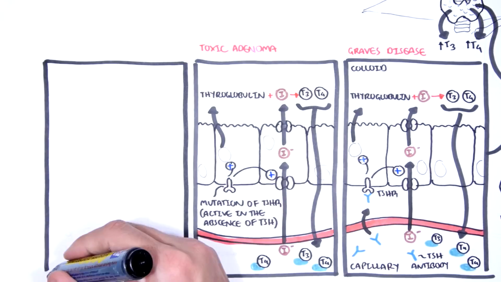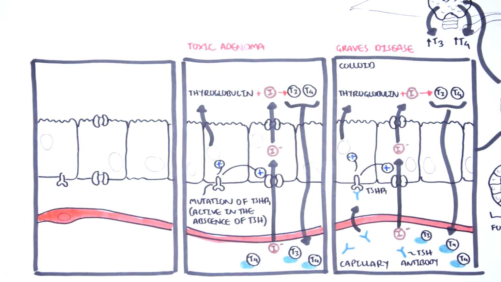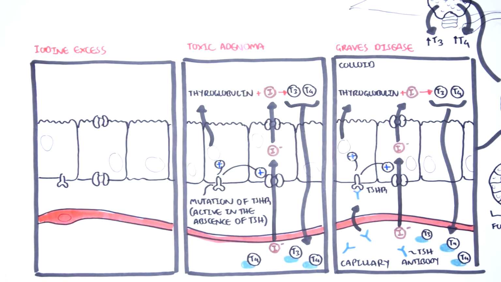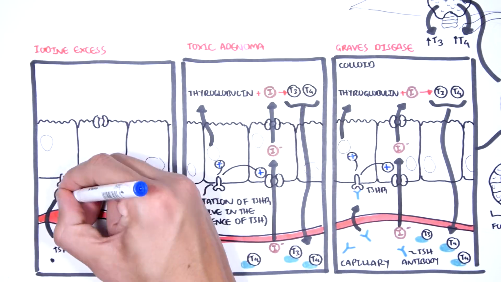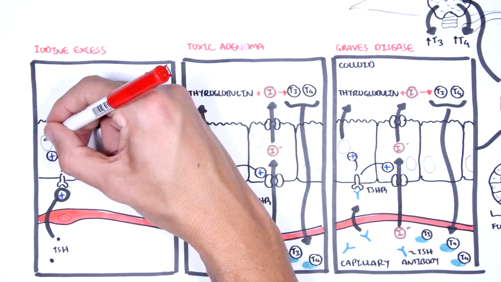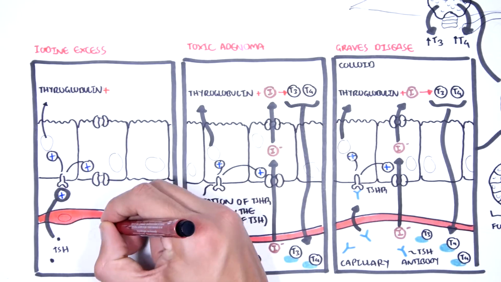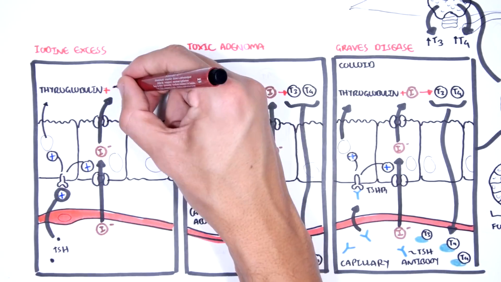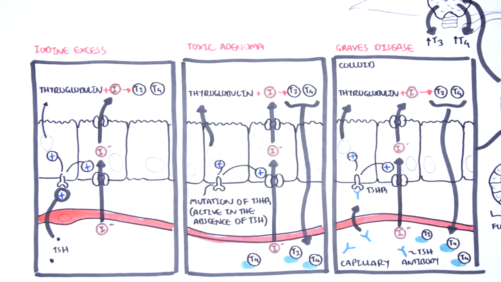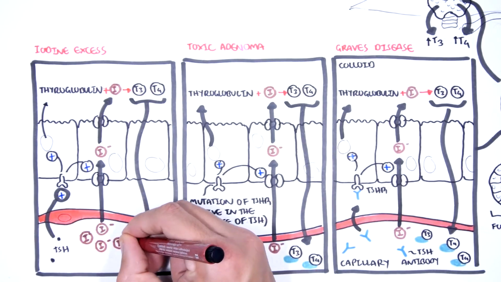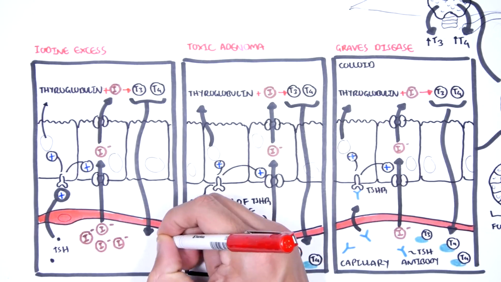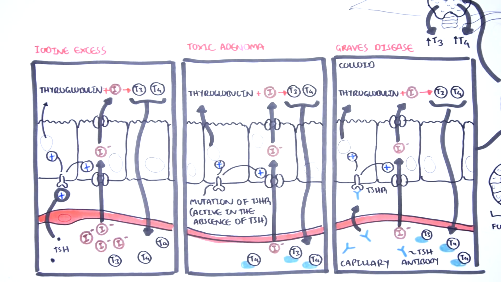Another example, although very rare, is iodine excess. We know that the normal process of TSH will stimulate the TSH receptor, and we know that iodine is very important in the production of thyroid hormones. If we have a lot of iodine, this will of course shift production to the right more, so we produce more thyroid hormones. More thyroid hormones means that we have hyperthyroidism.